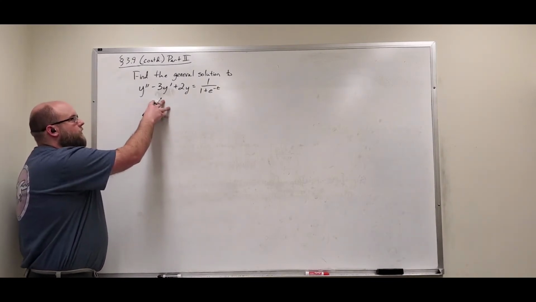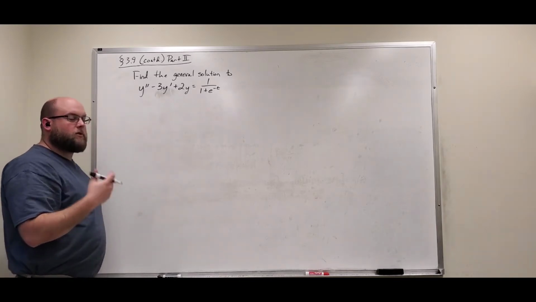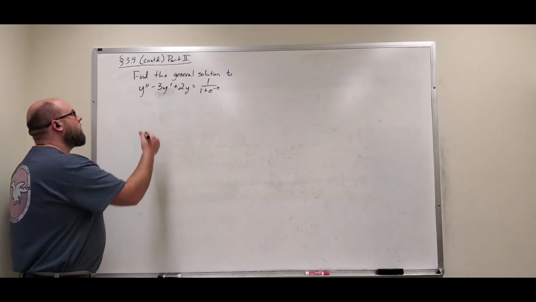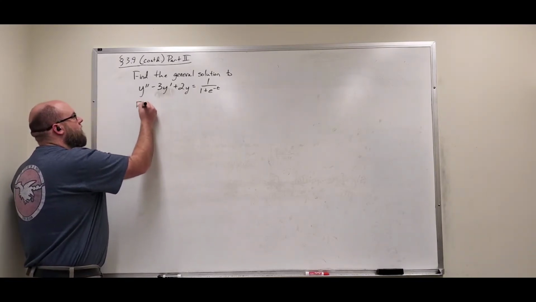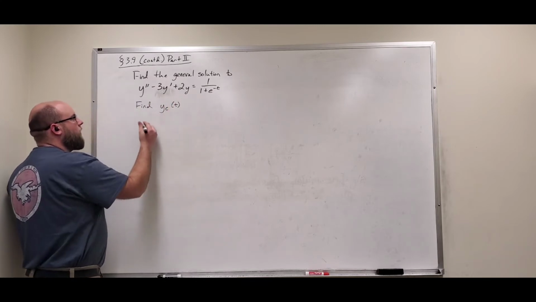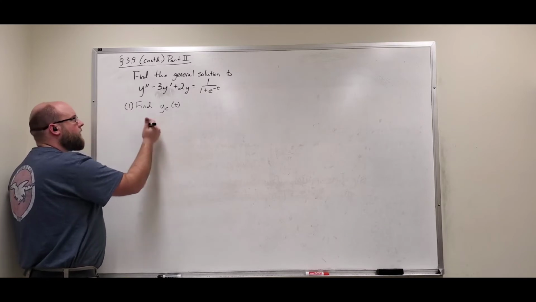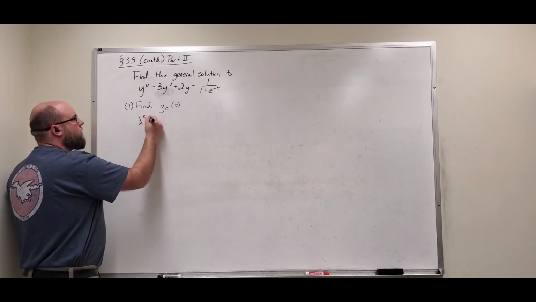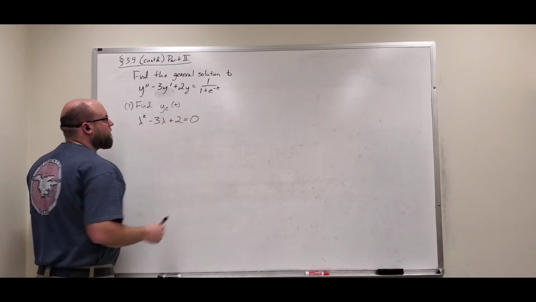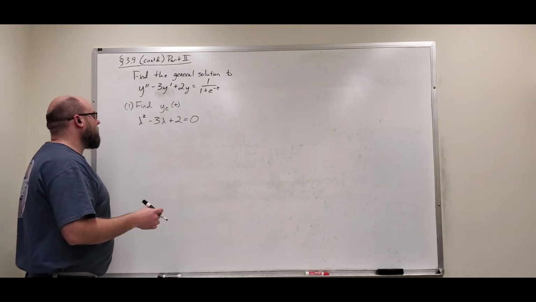All right, so with this one, we still need to find our complementary solution because that's going to give us the two solutions that we're going to use for the variation of parameters. So my first step is find y sub c of t. So I need to set up my characteristic equation. Lambda squared minus 3 lambda plus 2 is equal to 0. Again, setting this up for the homogeneous equation.